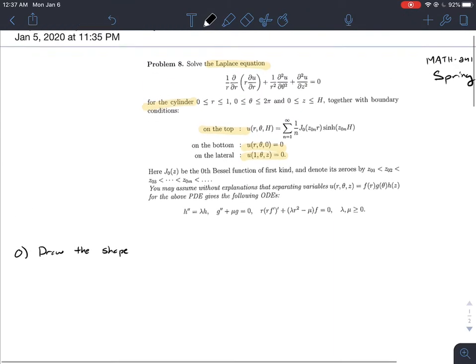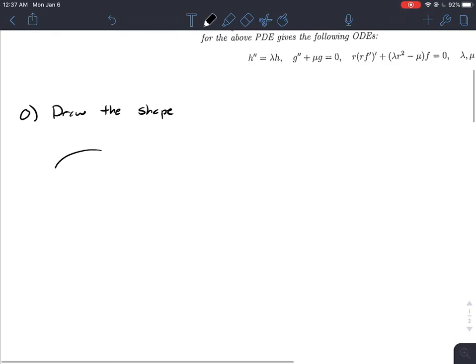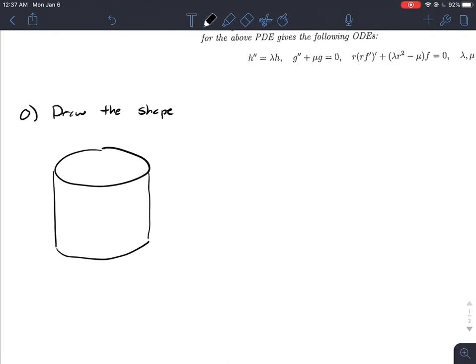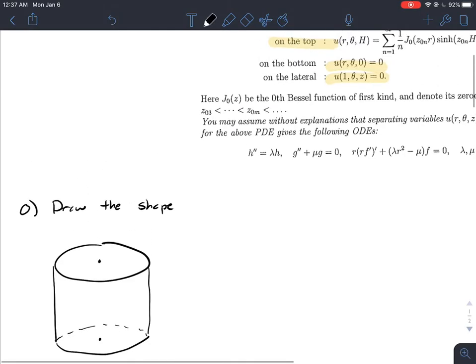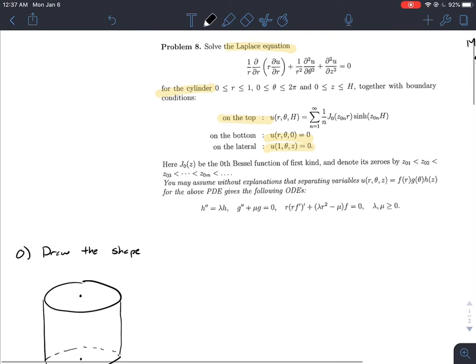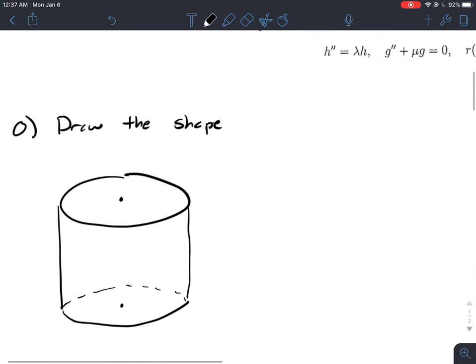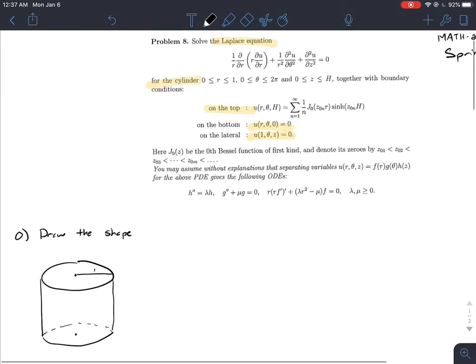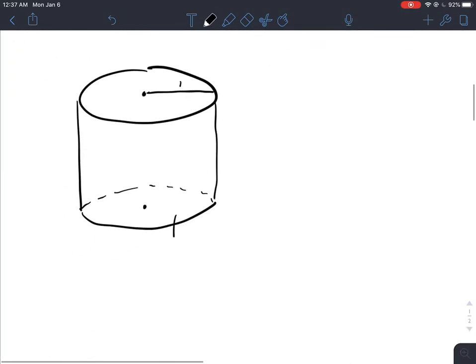Okay, so we know we have a cylinder, right? So let's draw the cylinder to the best of my drawing ability. Let's mark this as the center of the cylinder. The cylinder has a radius of 1. On the bottom of the cylinder, u of r, theta, 0 is equal to 0.